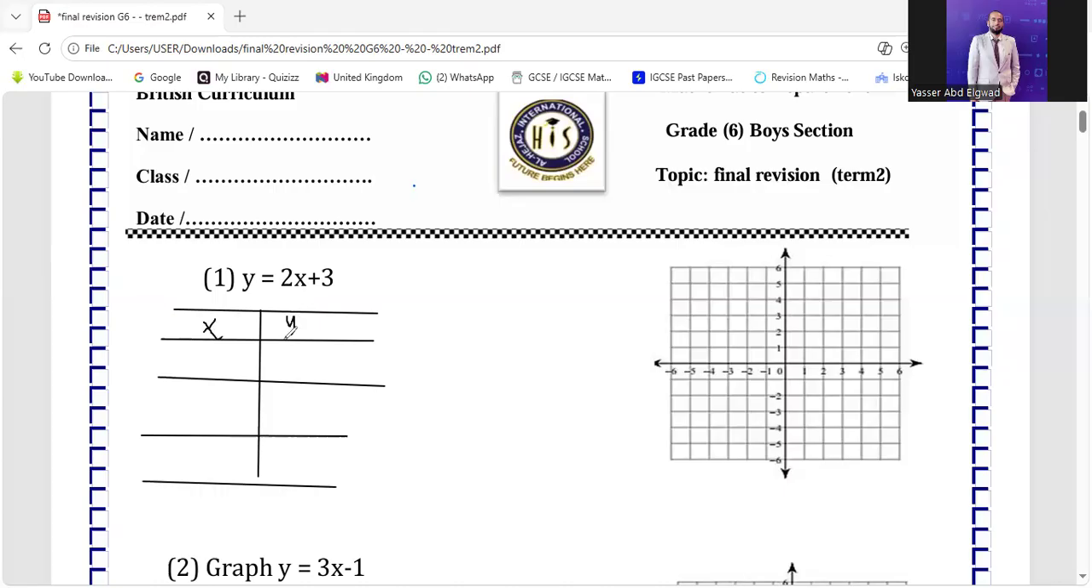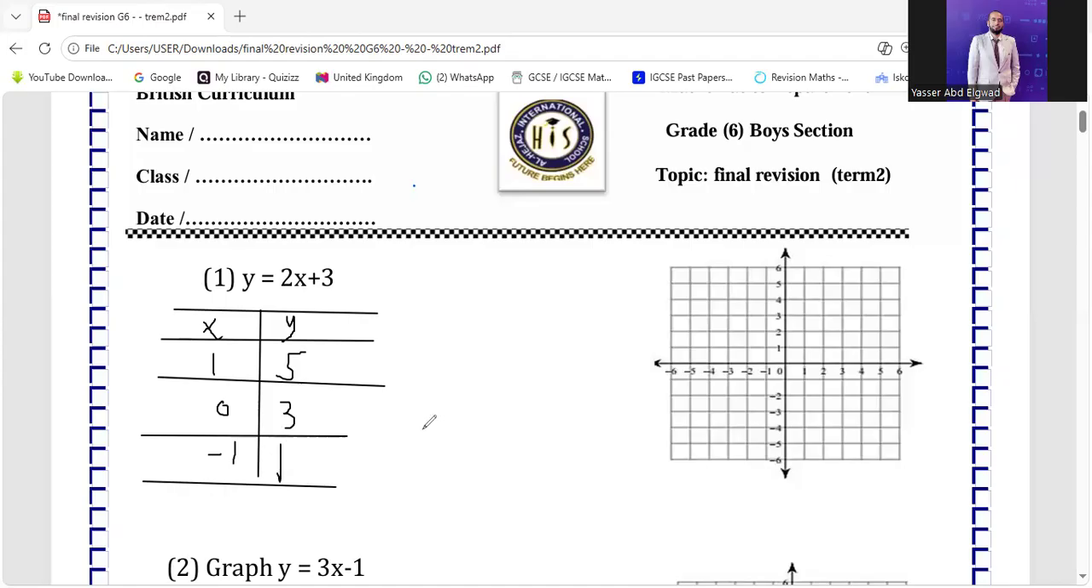Put x as 1 and the value is 2 multiplied by 1 plus 3, which is 5. And put 0: 2 multiplied by 0, 0, plus 3, 3. And put any value, negative 1 for example: 2 multiplied by negative 1, negative 2, plus 3, 1.